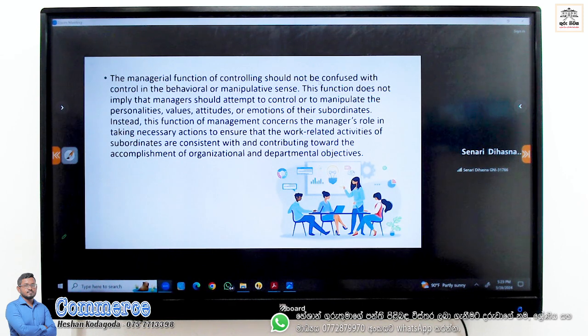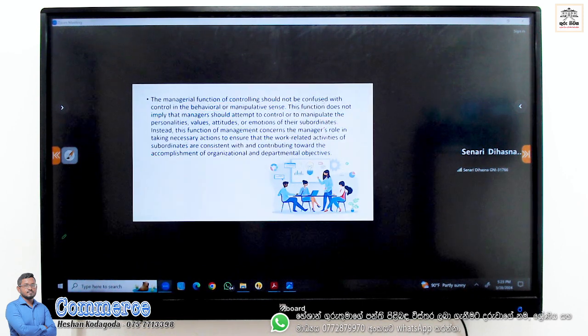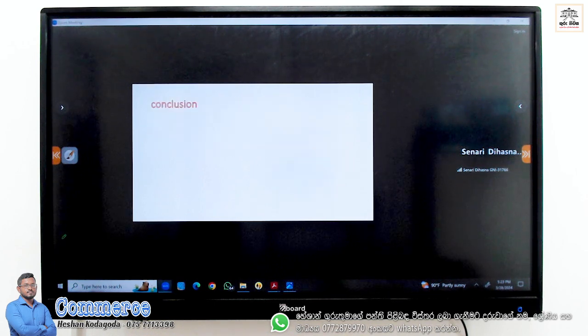The managerial function of controlling should not be confused with control in a behavioral or manipulative sense. This function does not imply that the manager attempts to control or manipulate the personalities, values, attitudes, or emotions of the subordinates. Instead, this function of management concerns the manager's role in taking necessary actions to ensure that the work-related activities of subordinates are consistent with and contributing toward the accomplishment of organizational and departmental objectives.